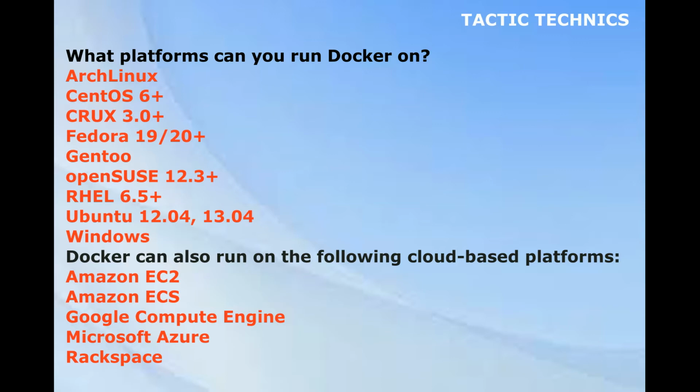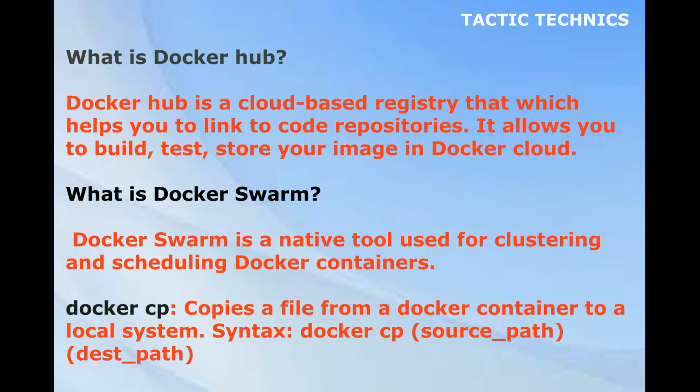Arch Linux, CentOS 6 plus, CRUX 3.0 plus, Fedora 19/20 plus, Gentoo, OpenSUSE 12.3 plus, RHEL 6.5 plus, Ubuntu 12.04, 13.04, Windows. Docker can also run on the following cloud-based platforms: Amazon EC2, Amazon ECS, Google Compute Engine, Microsoft Azure, Rackspace.